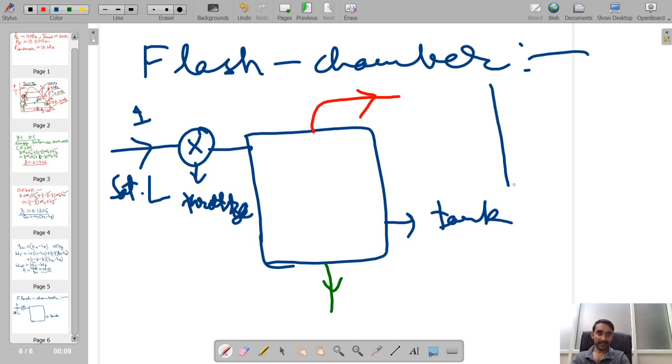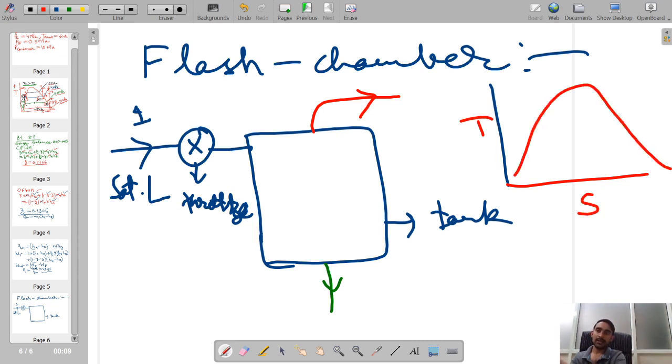Another important point I have told you is that if this is my temperature and entropy plane and this is my liquid vapor dome, I have taken the point at the inlet of the flash chamber as nothing but a saturated liquid point. Say this point is point number 1. Now I am allowing this to pass through a throttling device. I have already discussed the throttling process with you. In the throttling process, enthalpy remains constant and pressure decreases.